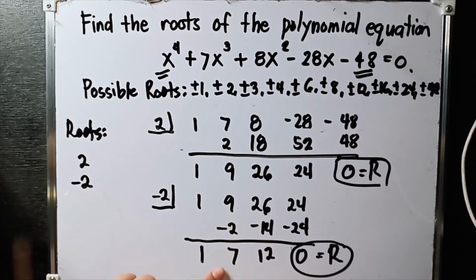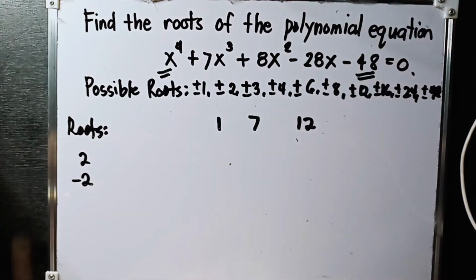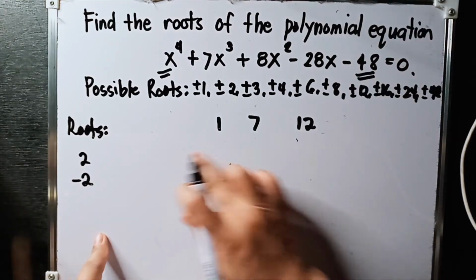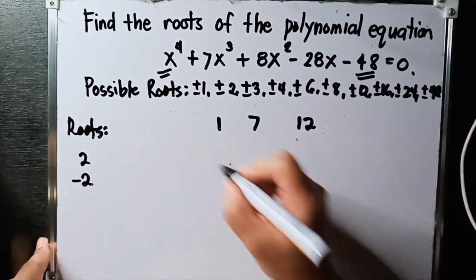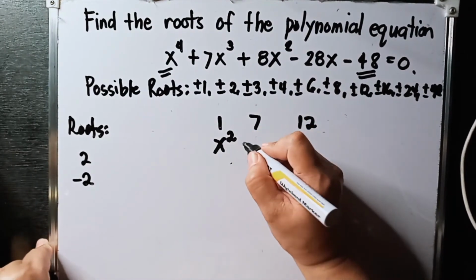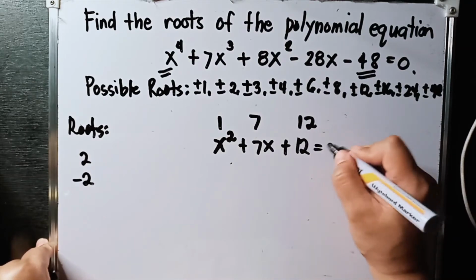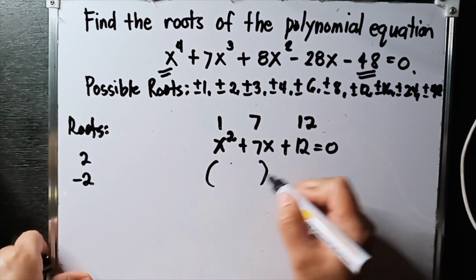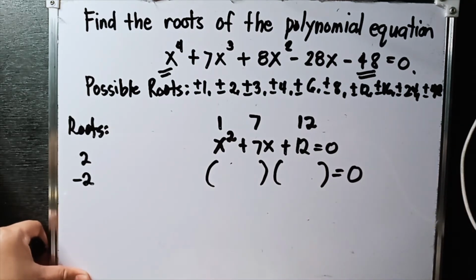Now, we will be using 1, 7, 12 for our depressed equation. These are the last three coefficients that we got from the synthetic division, and we translate them into a quadratic. This is our depressed equation: x squared plus 7x plus 12 equals 0. Remember the one that we reviewed, which is on factoring quadratic equations. We will be applying that on this.